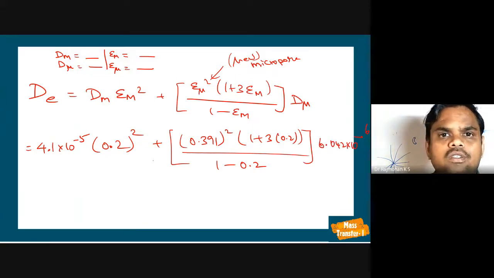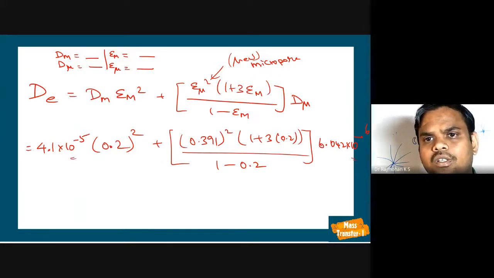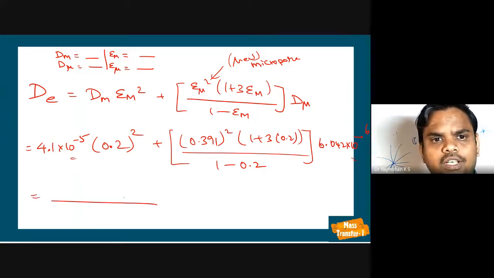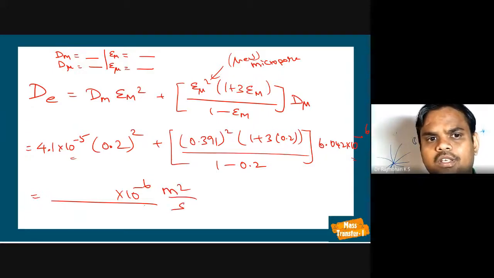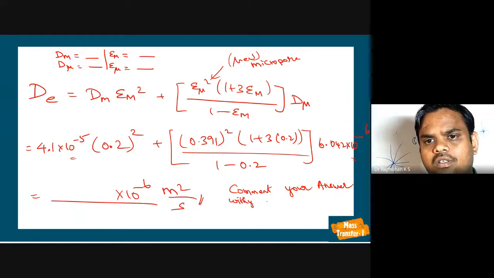So we will get the final answer. Okay, please use your calculator, come on. So you will get in the range of 10 power minus 6 meter square per second. Please comment your answer, all of you. It's important that you comment your answer with your roll number. I am going to award some internal marks for it. So you will be getting in the range of 10 power minus 6 meter square per second.